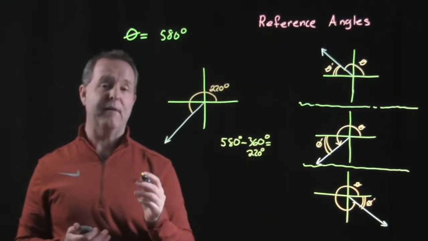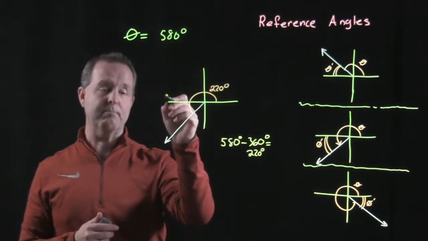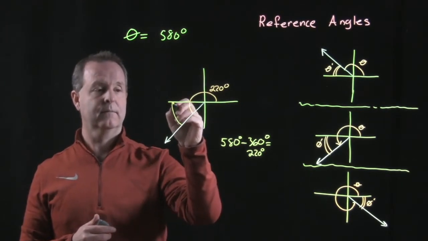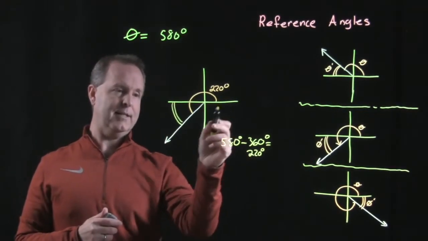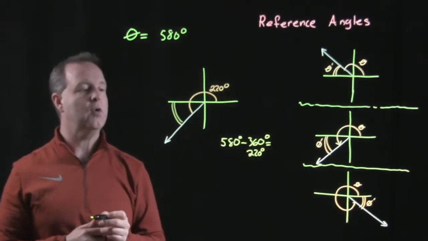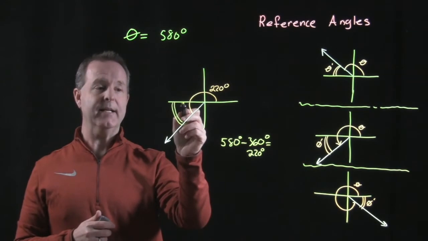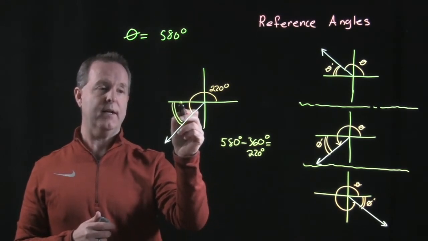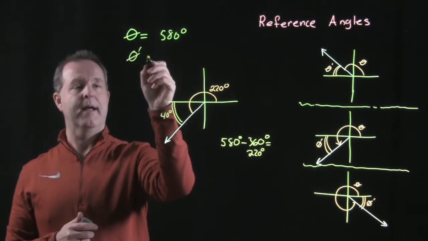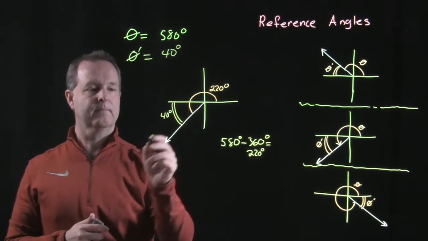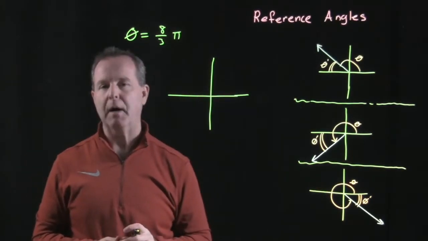And then from there, if I want to find out its reference angle of 580 degrees, all I'm looking for is the distance to sweep back to the nearest x-axis, which is that's my theta prime. And so what's this distance? If that's a full 220, if it's 180 to right here, and then I have to go another 40 degrees to cover this spot, so this would be 40 degrees. So my reference angle would be 40 degrees.